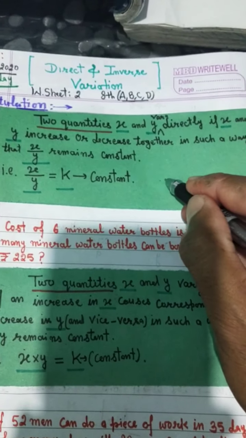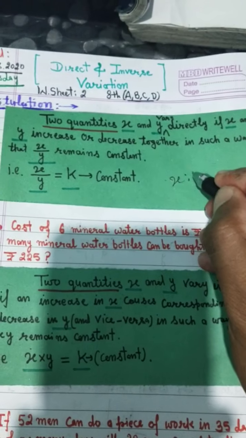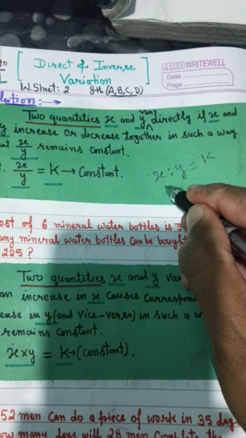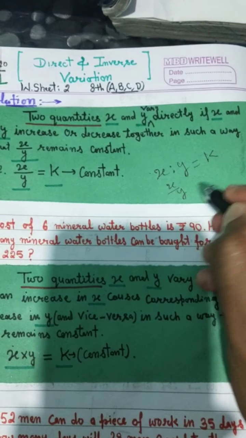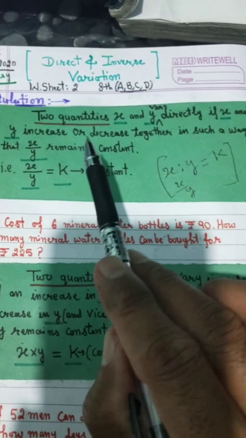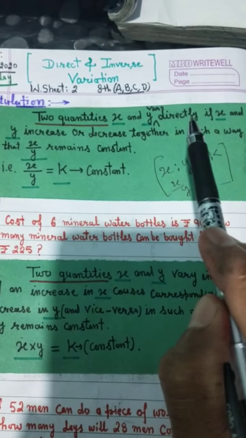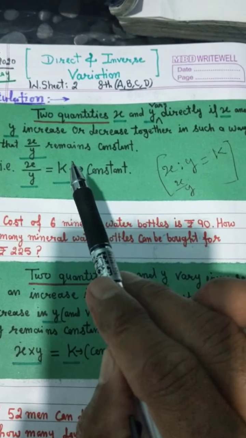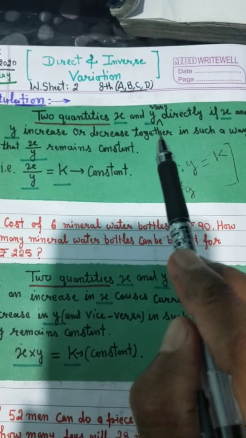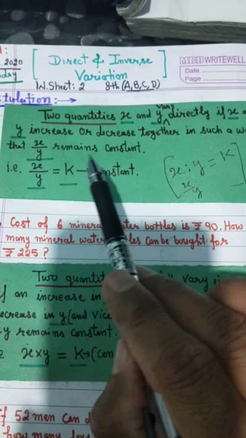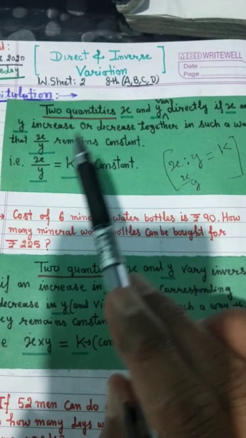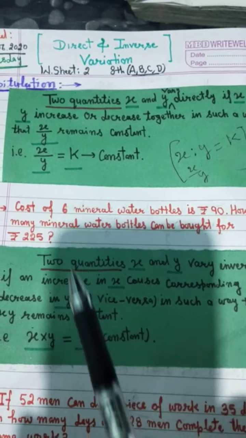You know, x is to y is equal to k, and this ratio can be written as a fraction, x upon y is equal to k. So a ratio can be expressed as a fraction. Two quantities x and y vary directly if x and y increase or decrease together and vice versa in such a way that x upon y remains constant. x upon y is called your ratio. So in case of direct variation, we can use the ratio x upon y.